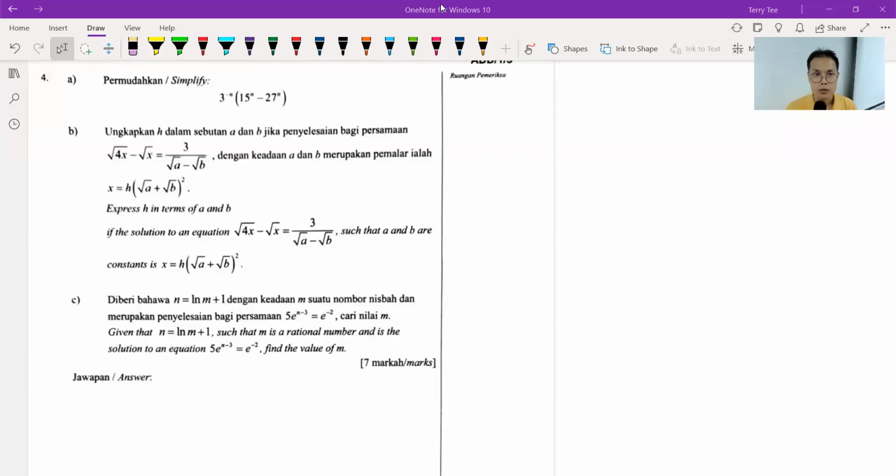Okay, question number 4. The first part A, I'm going to do it here, is involving indices. So we need to simplify this. We can see a 3 power negative n. You can write this as 1 over 3 power n, up to you. I think I'll leave it out first. But the 15 here, I know we can change to 3 times 5, the whole thing to the power of n. Maybe I'll put another bracket, the square bracket here. 27 is 3 power 3. Yeah, there's an n here.